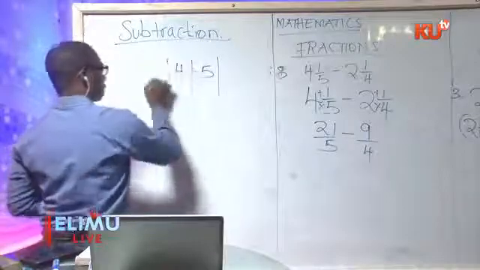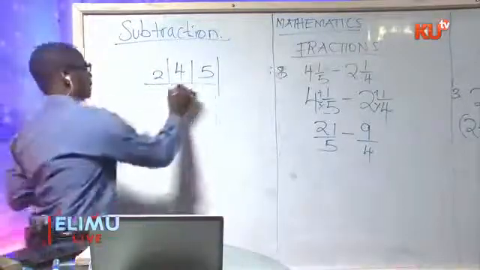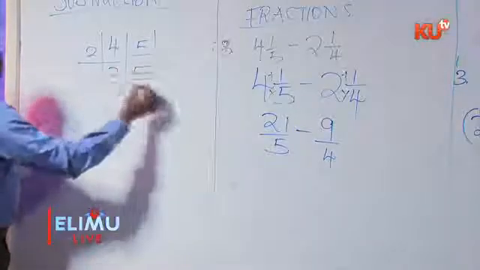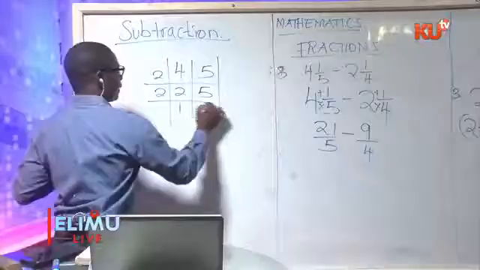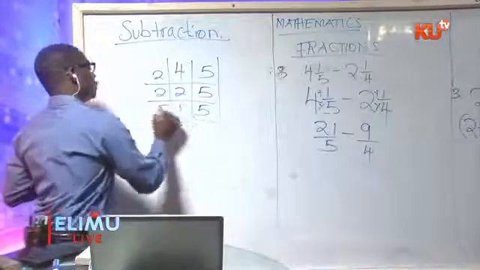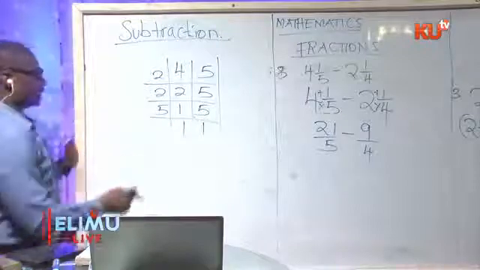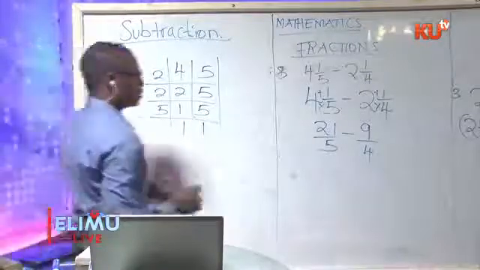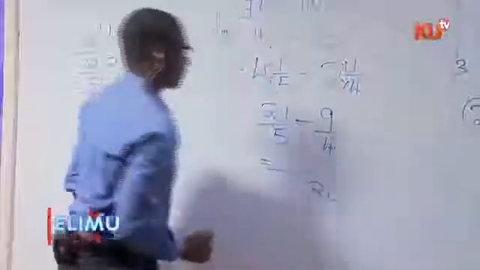We start with the first prime number, which is 2. 2 into 4, 2 times. 2 into 5, 5 times. We look at the next, which is 2. 2 into 2, 1. 2 into 5, 5. Then we come to 5. 5 into 1, 1. 5 into 5, 1. So our LCM is 5 times 2, which is 10. 10 times 2, which is 20. Therefore, our LCM here is 20.